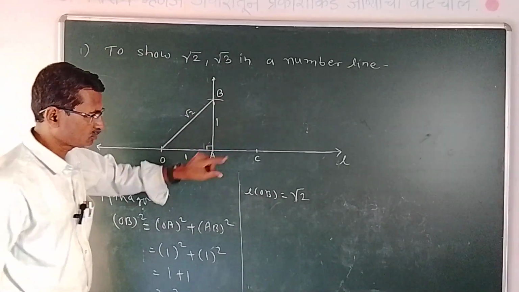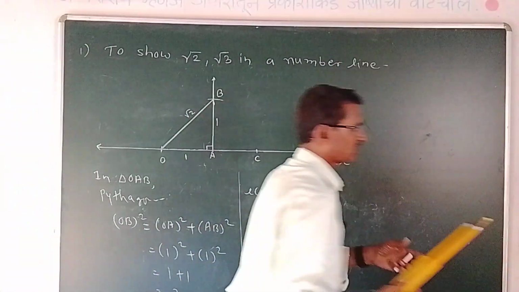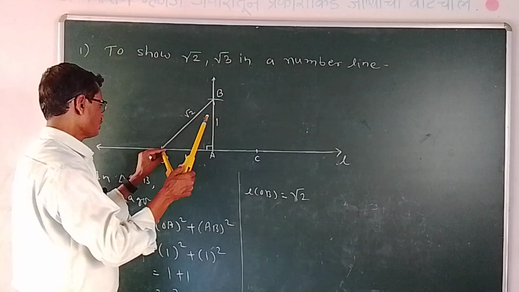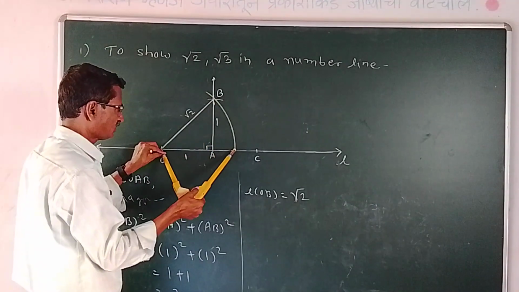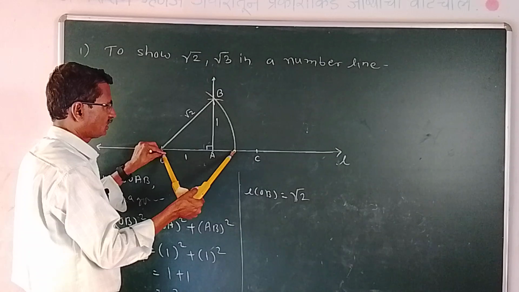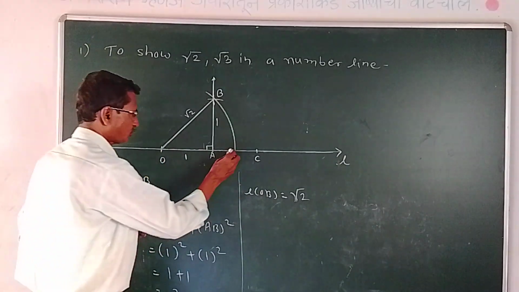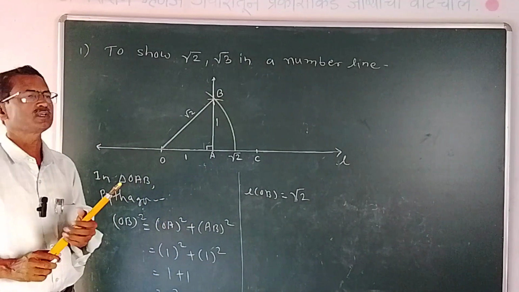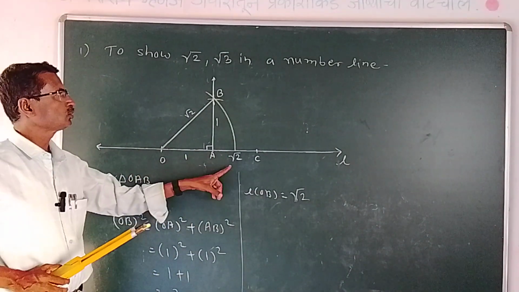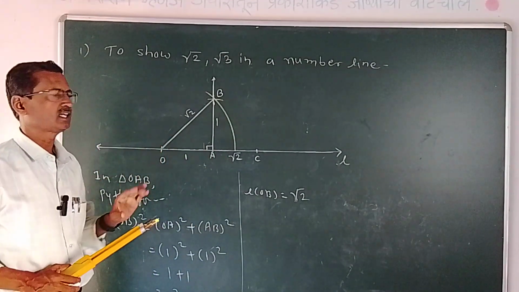Now we have to show this root 2 on the number line. Use a compass, take distance OB as the radius and draw a semicircle arc on the line. This point shows the distance root 2. In this way, you can show the point root 2 on a number line.